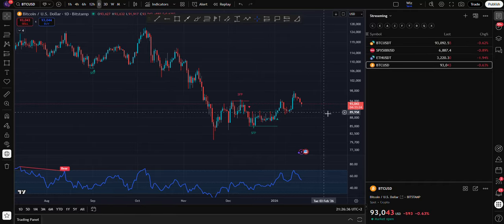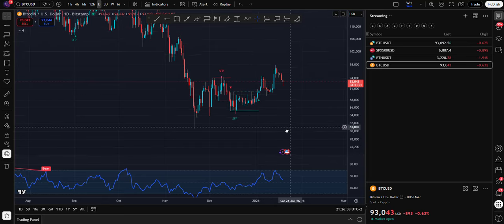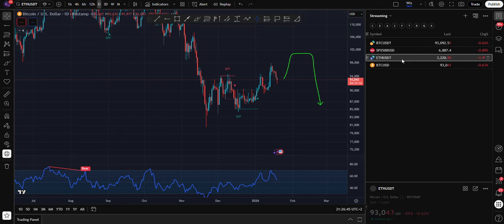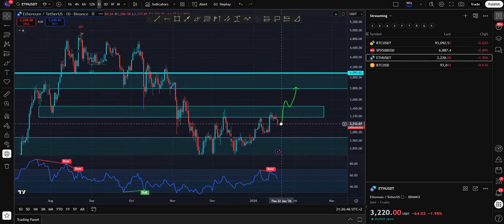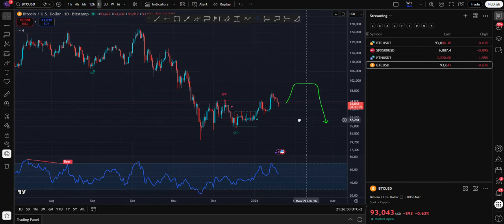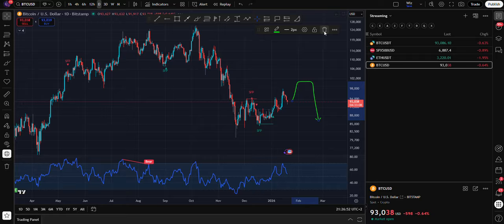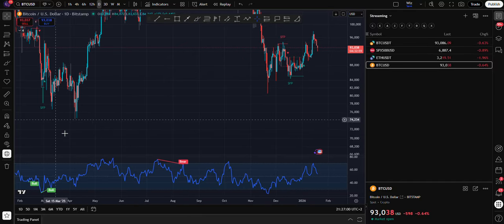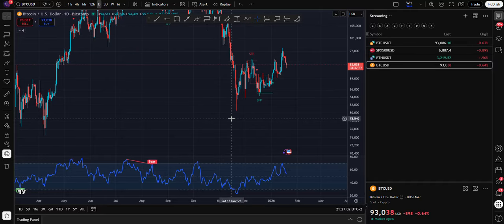Bitcoin needs to go higher before lower. So if it does something like 100K and then down, then maybe ETH could do something like this. But this is not my base case. We need to sweep those lows at some point this year and maybe lower. So that's all from me for today.